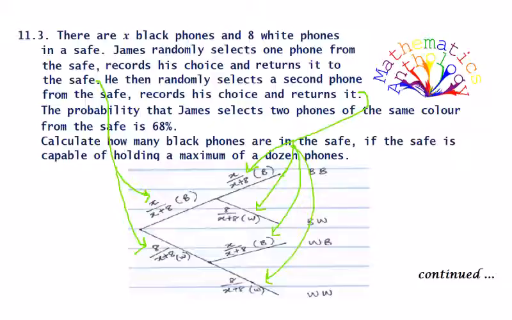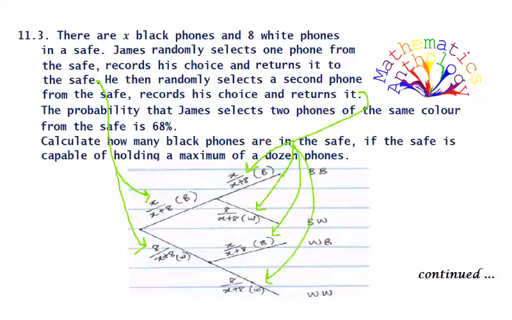Let's go on to the second time he picks a phone now. We continue on the top line there. If he picked a black phone first, we go on there to him picking a second phone. Let's say he picks a black phone again, so that probability will be x over x plus 8. Or if he picks a white phone, that probability will be 8 over x plus 8 again.